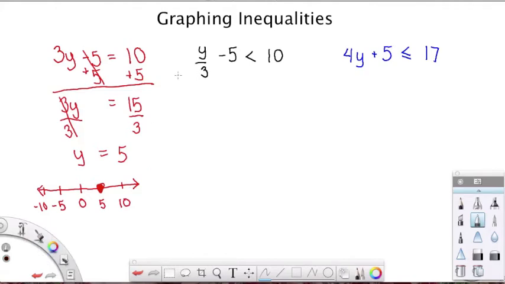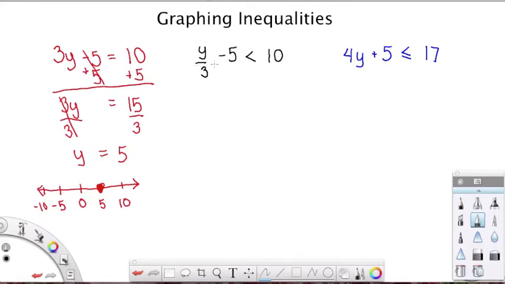Let's take a look at the inequality though. Once again, when we solve for a variable in an inequality, and this is y divided by 3 minus 5 is less than 10. That's an inequality. It's saying here's our balance. But rather than saying the left is equal to the right, it's saying that the left is less than. It has a lesser value than what's on the right. What's on the right is greater than what is on the left.